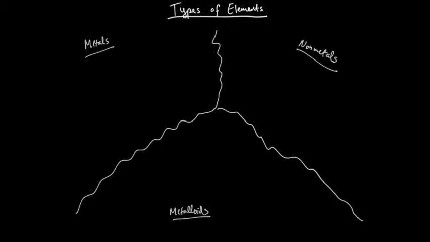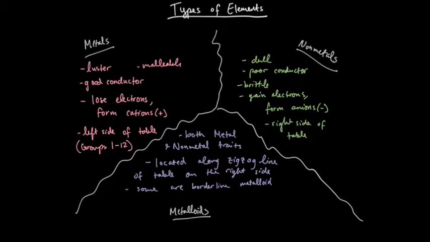A fusion of both of these types are called the metalloids. They have both metal and nonmetal traits. They're located along the zigzag line on the right side of the periodic table, and some are borderline metalloids. So if you notice, those that border the zigzag line may or may not be considered metalloids. They may lean towards one end of the metallic spectrum.